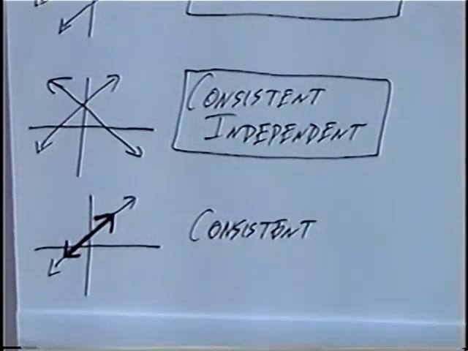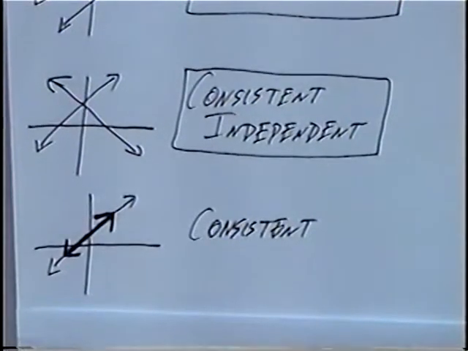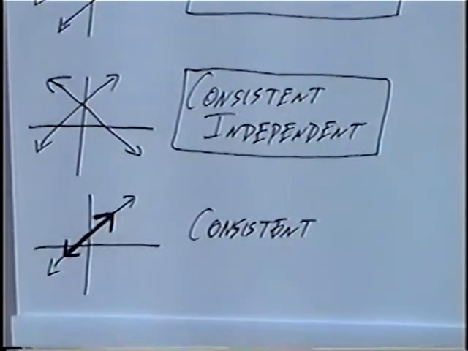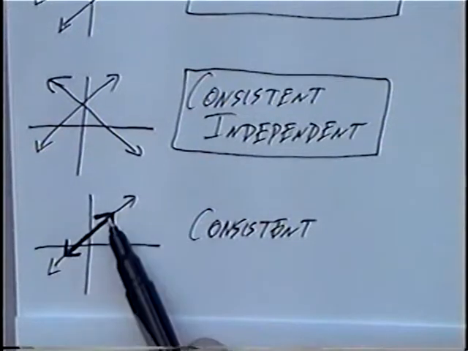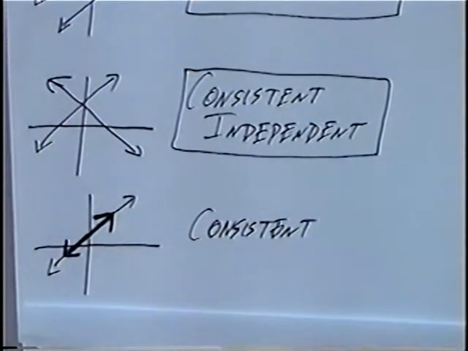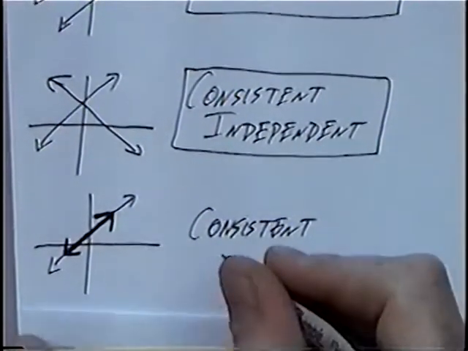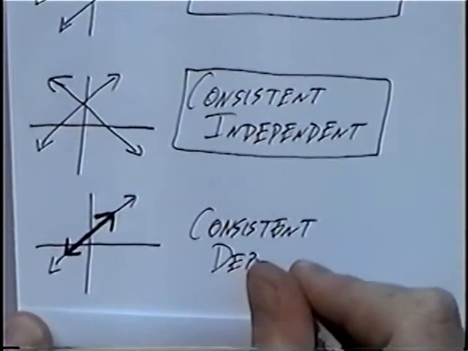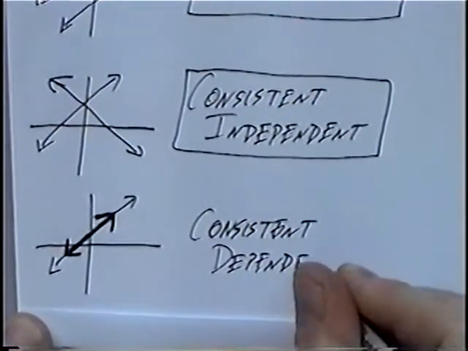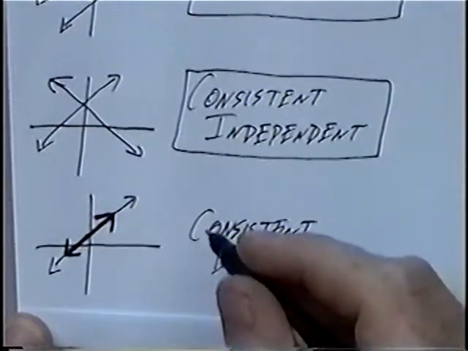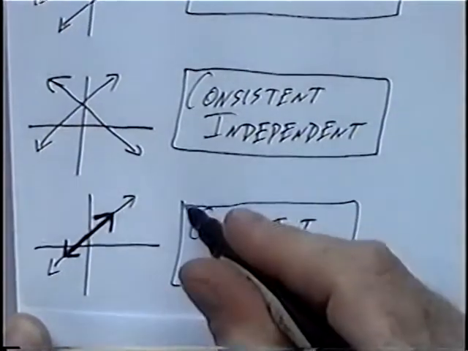And again, if you have consistent lines, consistent is either independent or dependent. In this case, we have one line on top of the same line, which means it's the same line or same equation, so it would be dependent. So the final answer, consistent and dependent.